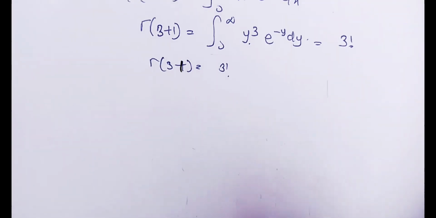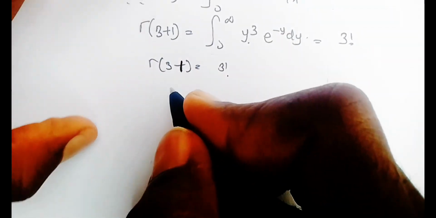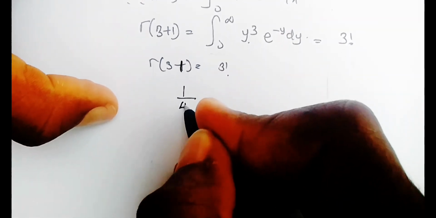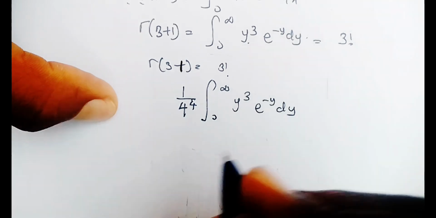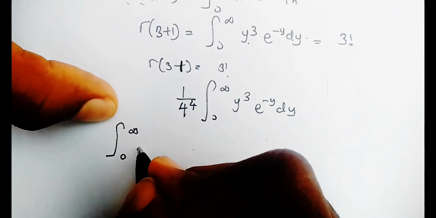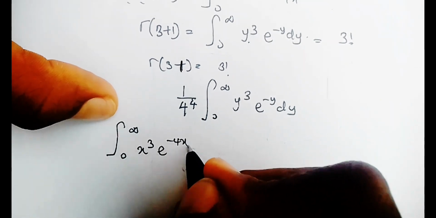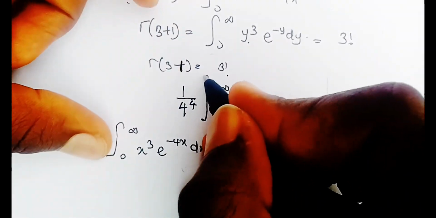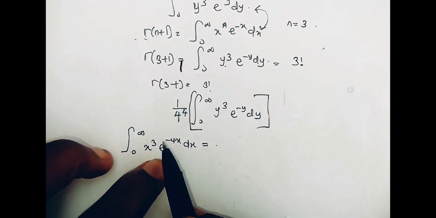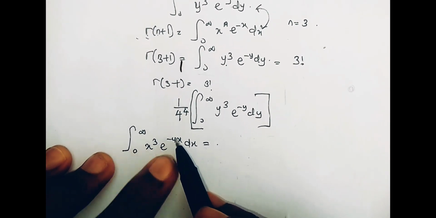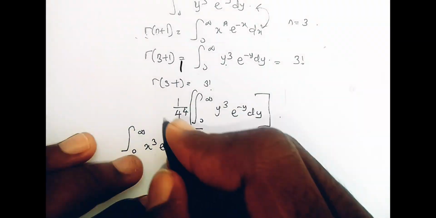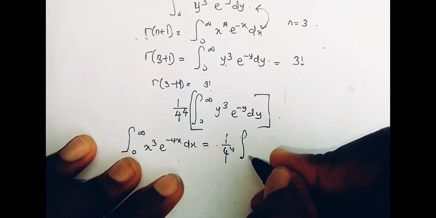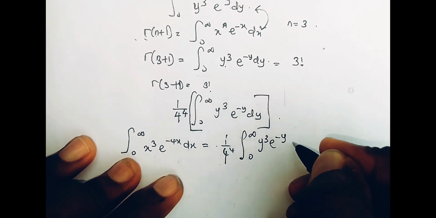But from our original solution, when we express this to be a single function, we are having 1 over 4 raised to power 4 integral 0 to infinity y raised to power 3 exponential minus y dy. So my integral from 0 to infinity of x raised to power 3 exponential minus 4x dx, I arrived at this point, which is equal to 1 over 4 raised to power 4 integral of 0 to infinity y raised to power 3 exponential minus y dy.